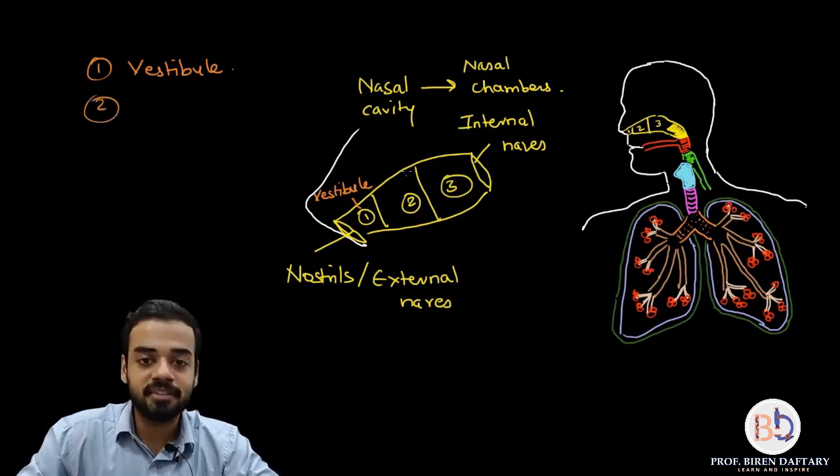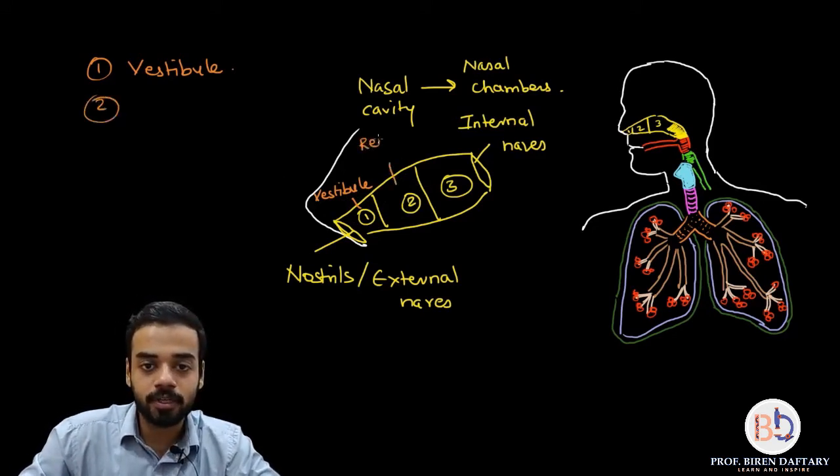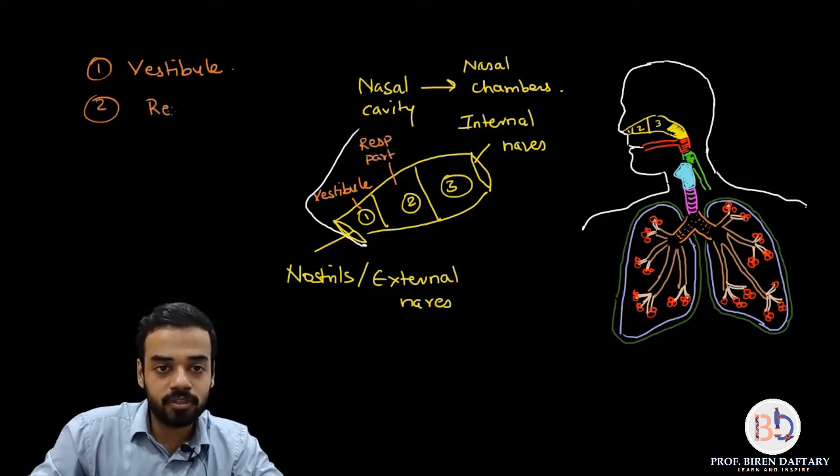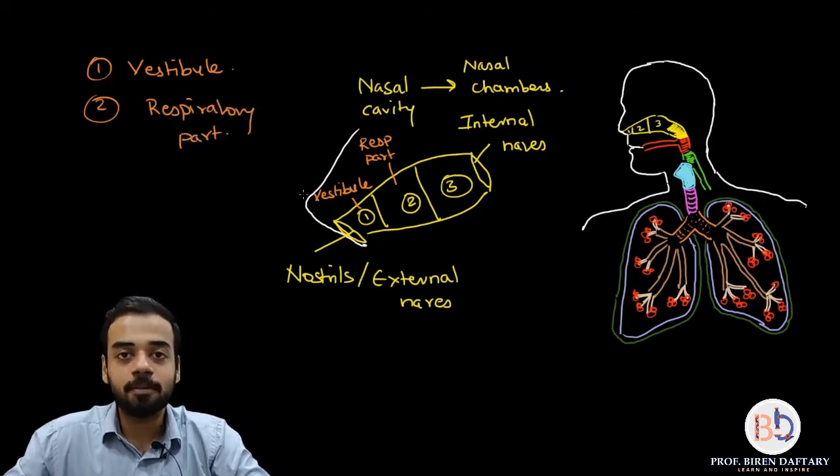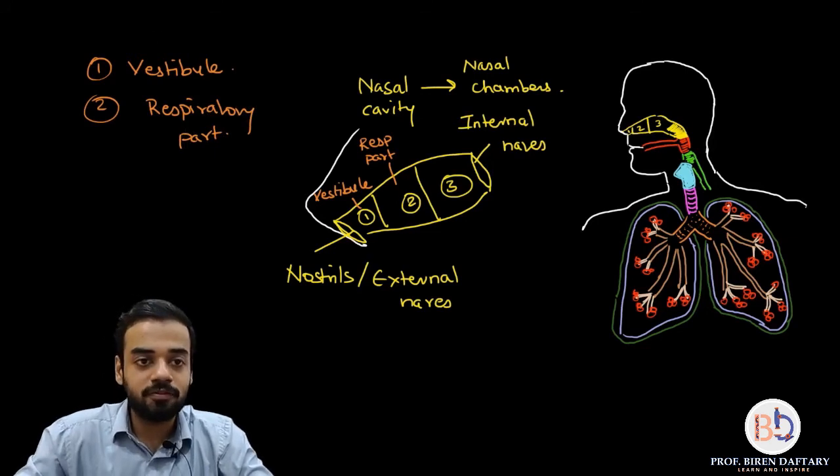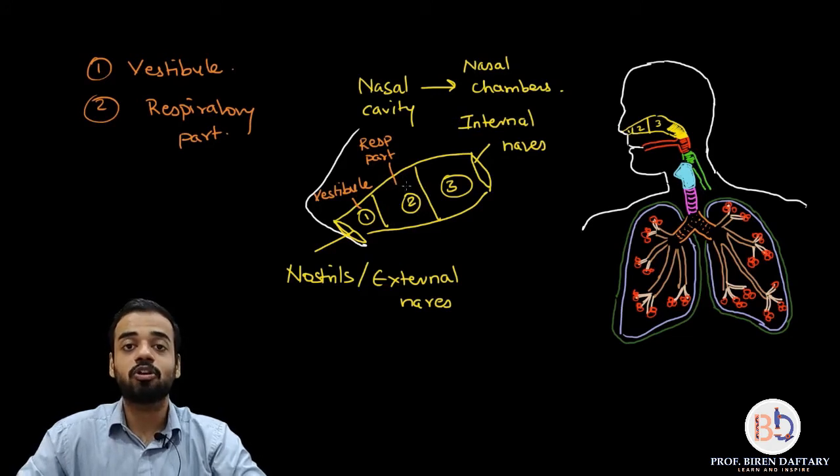Is this clear? After the vestibule, the next part in the nasal chamber, which is the second part, is called the respiratory part. So I will write down over here, respiratory part. Now what is the function of the respiratory part? So when the air passes through the respiratory part, first of all, this respiratory part has got a lot of blood vessels.